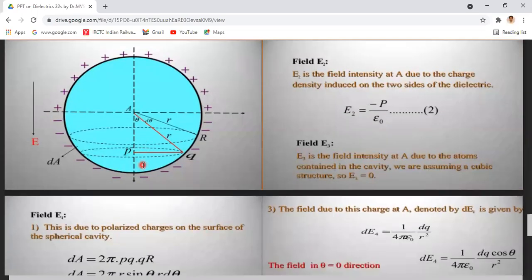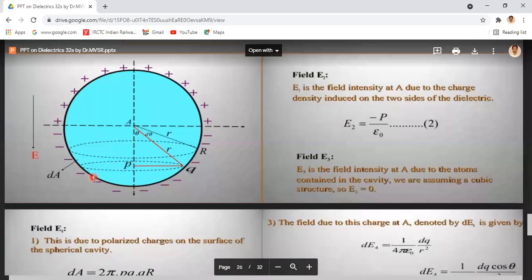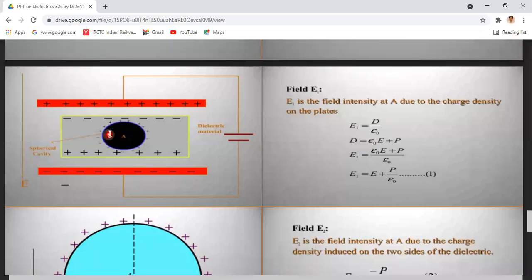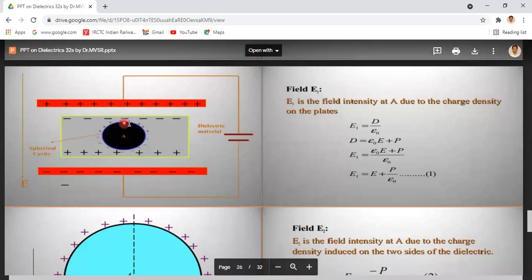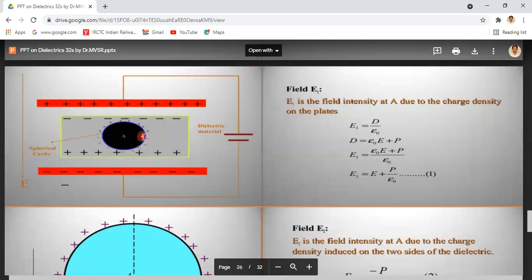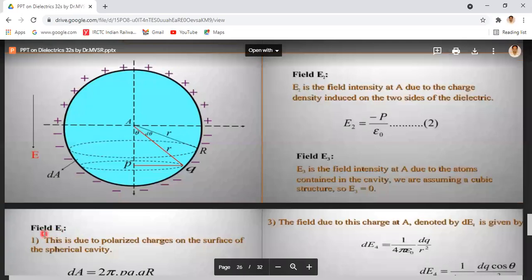And the last one, the fourth contribution, the electric field E4. This is due to the polarized charges on the surface of the spherical cavity. Because here we have to assume that this is an atom, around this atom there is a spherical cavity. Let us assume a spherical cavity around this atom within the dielectric material. So the charges are produced on this spherical cavity. The intensity of electric field due to charges on the spherical cavity is also acting on the atom A. So that component is nothing but E4 bar.